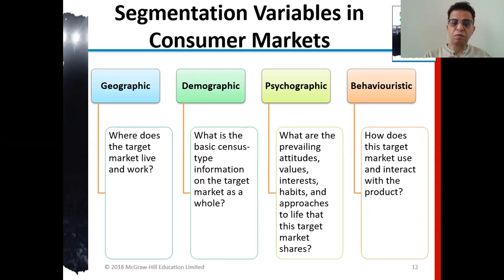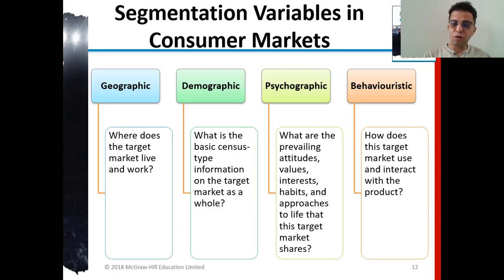Where does the target market live and work? Then you can do it demographically. What is the basic census-type information on the target market as a whole? The age, whether they're married or single, these are census.